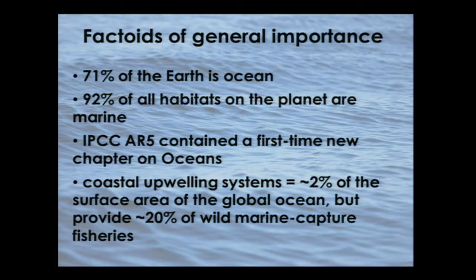Coastal upwelling systems are what I'll be talking about today. They account for a very small percentage of the surface area of the global ocean, but they also provide upwards of 20% of wild marine capture fisheries. So these are very productive areas of the ocean.